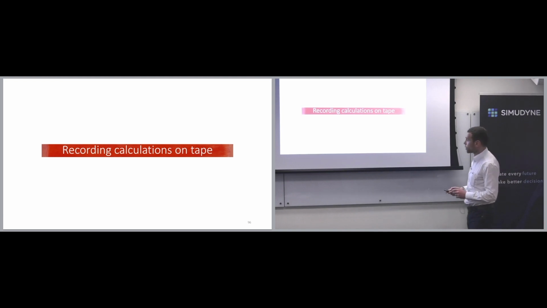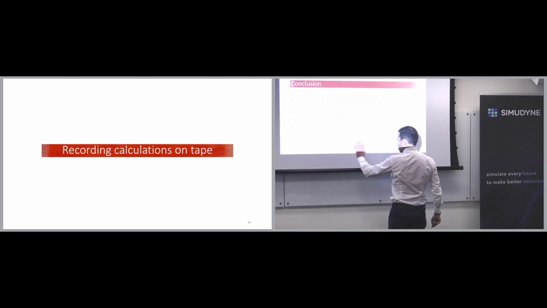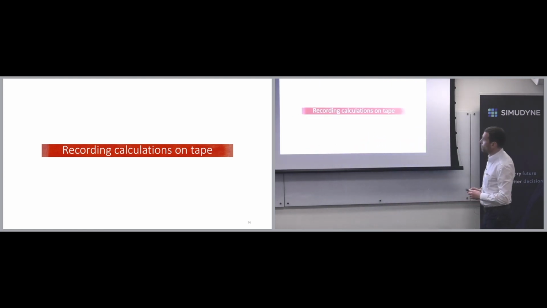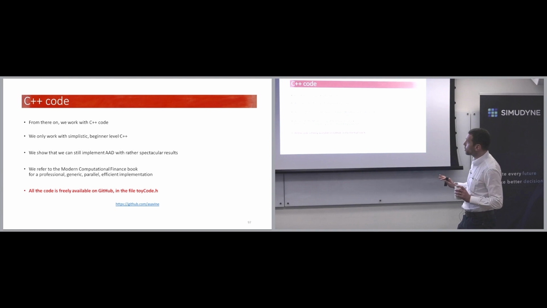So now what remains to do is to take a piece of code and produce its evaluation graph. That's what we call recording, with a metaphor of a tape recorder from the 1980s, you know, that records everything that happens. So from there on, we work with C++ code. Now, purposely in this presentation, we work only with very simplistic beginner-level C++ code, and what I will show you is that you can still implement AAD with results that I think you will find rather spectacular.